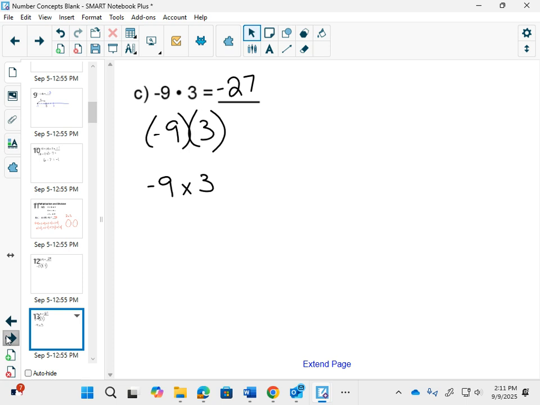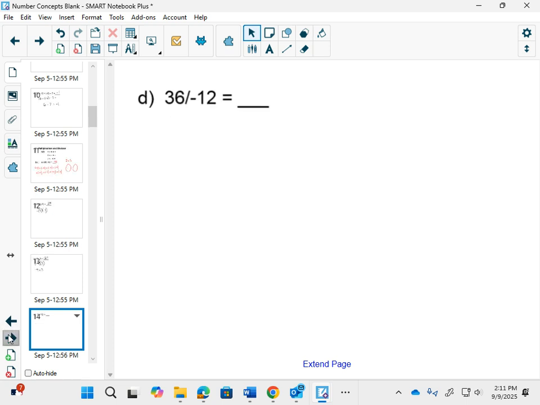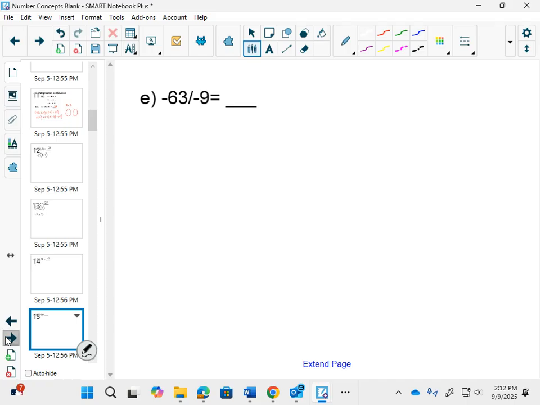And then same thing with dividing. Can you do the numbers? If you took 36 and divided by 12, you get 3. And if you took a negative divided by a negative, it's going to be positive.